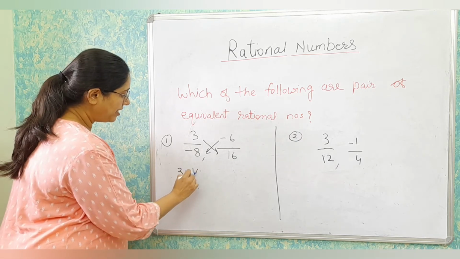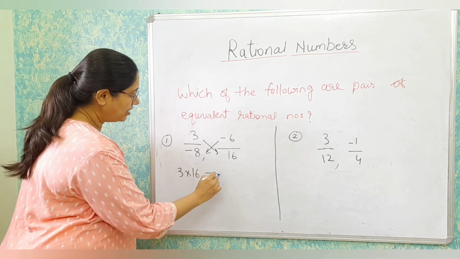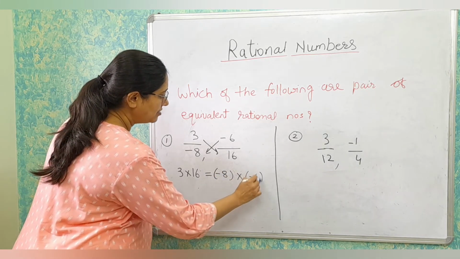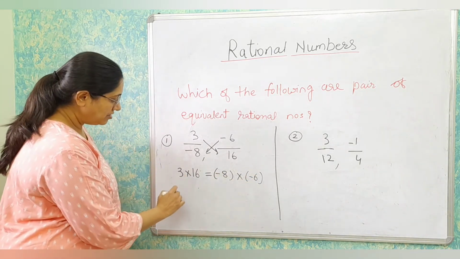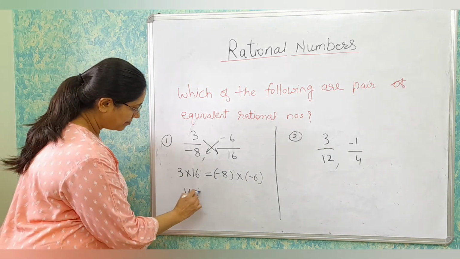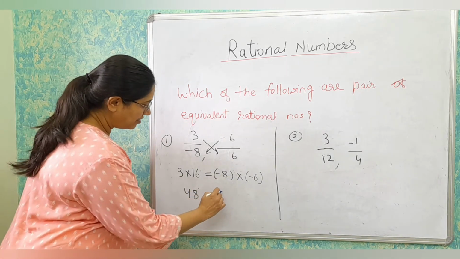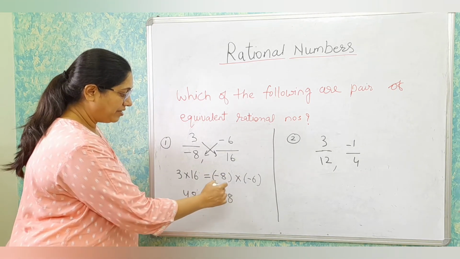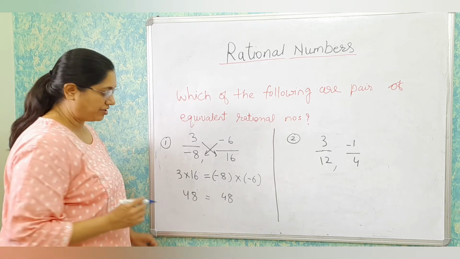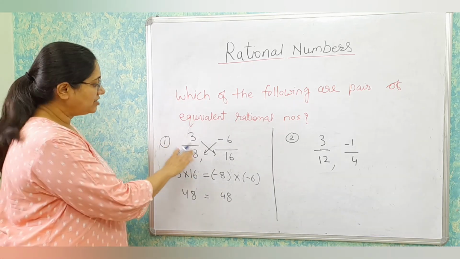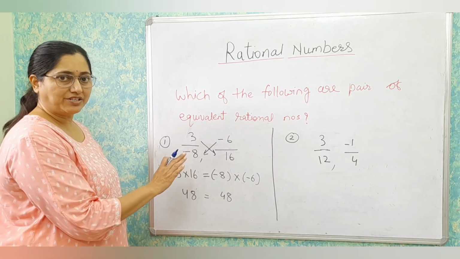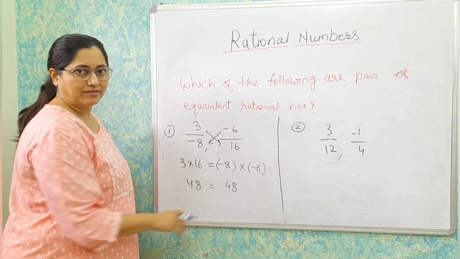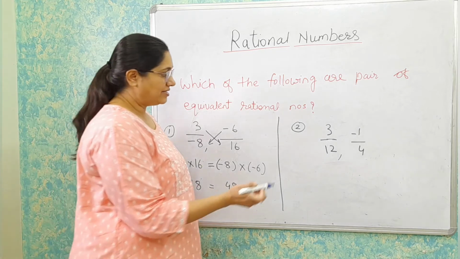3 multiplied by 16 equal minus 8 multiplied by minus 6. 16 3s are 48. 6 8s are 48. And both the negative sign are multiplied, so answer would be positive. And now we can say that these two rational numbers are equivalent rational numbers because cross multiplication of them is equal. Let's move to the second example.